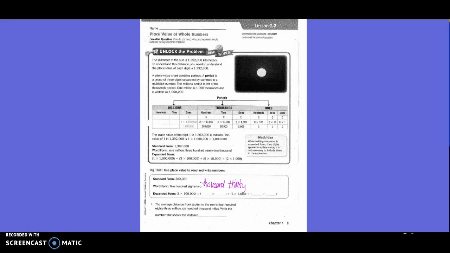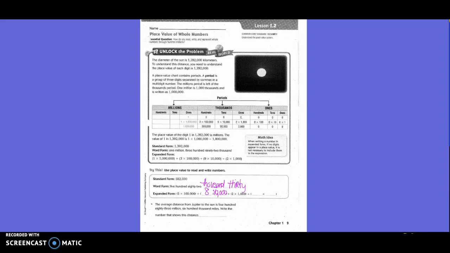Alright, then expanded form, they have 5 times 100,000. What would be our next number that we see? 8, right? And what place value is it in? 10,000. Then we see a 2, and they said that's in the 1,000th place. Then do we see anything in the hundreds? No, so they didn't have to write that.